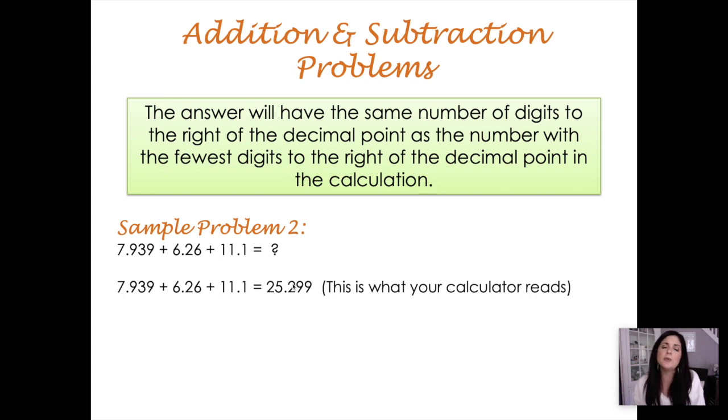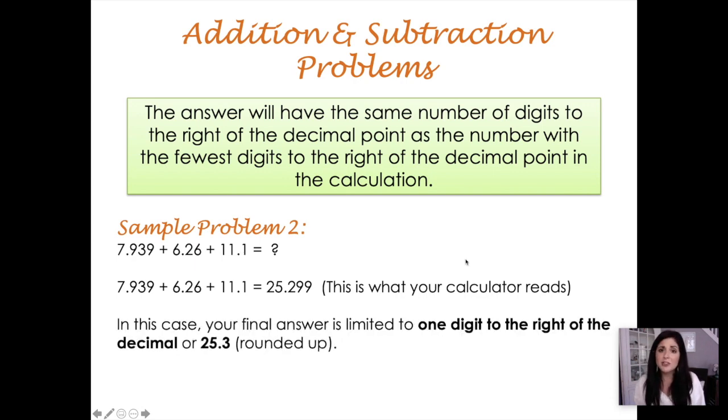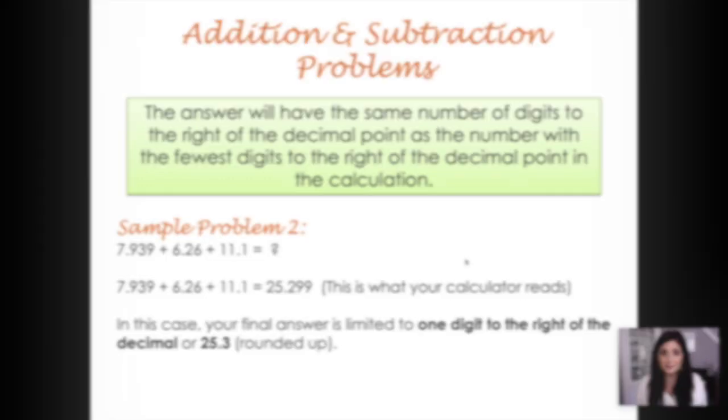And we want to round it so it only has one digit after the decimal point, because that's how certain this number is. And I can't be more certain than my least certain measurement. Therefore, your answer, you would round that up to 25.3. And that's the rule for addition and subtraction. And you would do this in any problem that requires that.